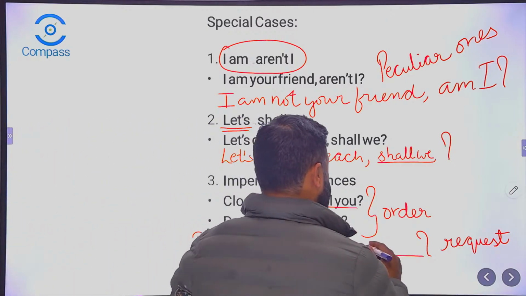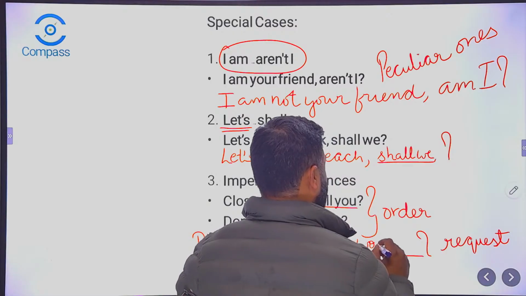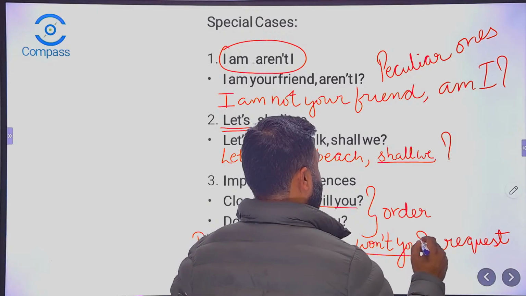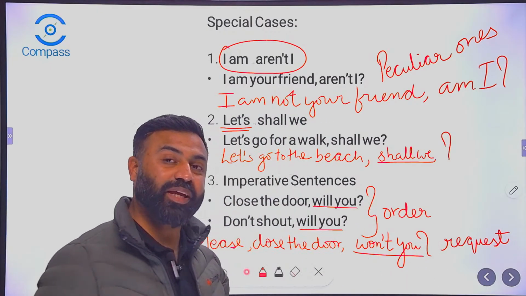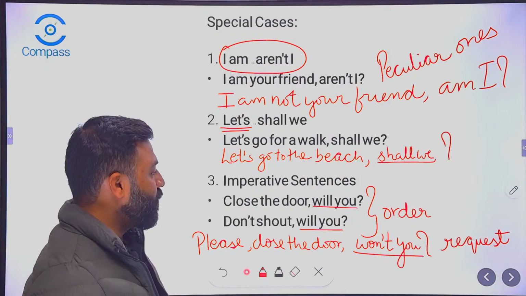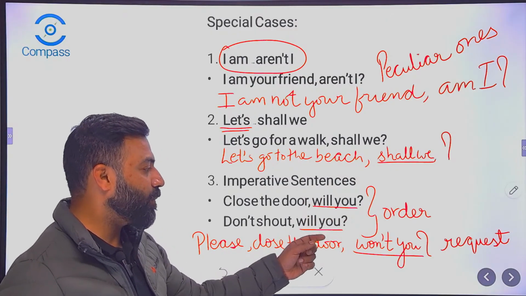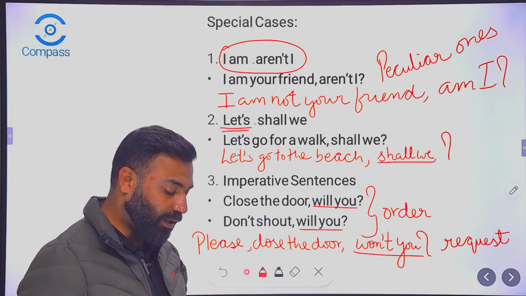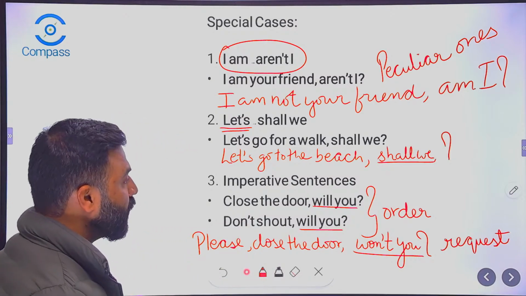Okay, so please close the door, it's going to be won't you? So remember this: with the order, will you, and with request, won't you. So you can write it down in your notebook.